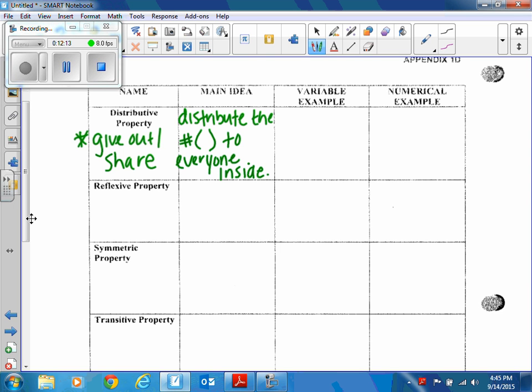This is the distributive property. An example would be, let's say we had A times B minus C. The distributive property says we are going to distribute, or give, that A to both of those values, or both those variables in this case, that are inside the parentheses. So we're going to have A times B, and then A times C, and we have a negative here, right? So it's going to be a negative AC. That's the distributive property. Same thing with numbers.